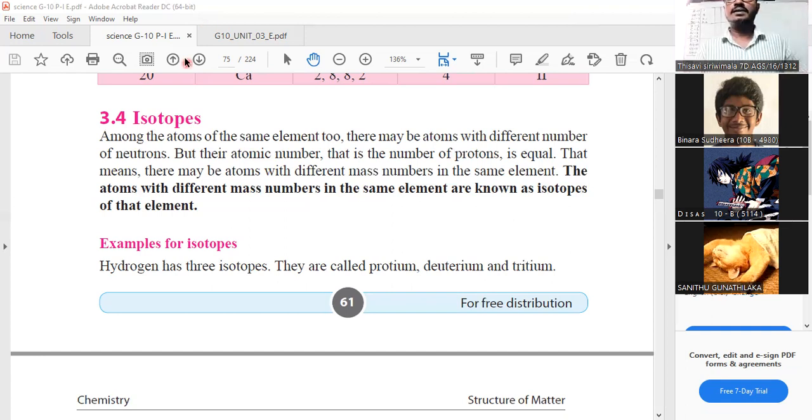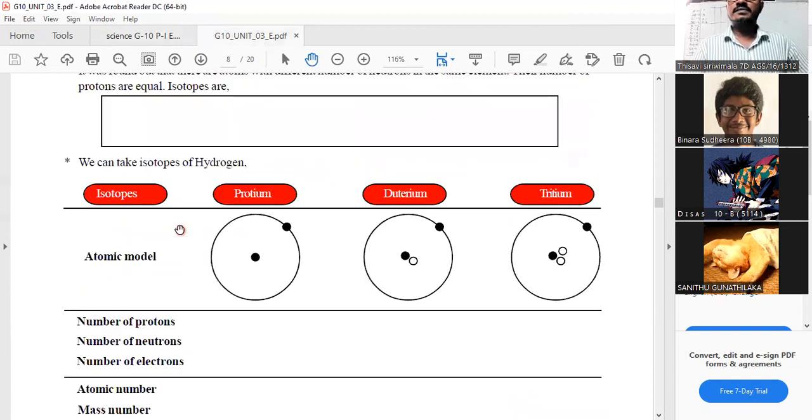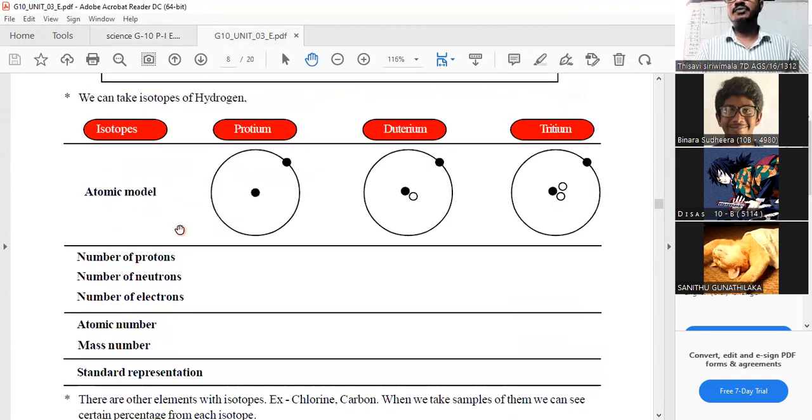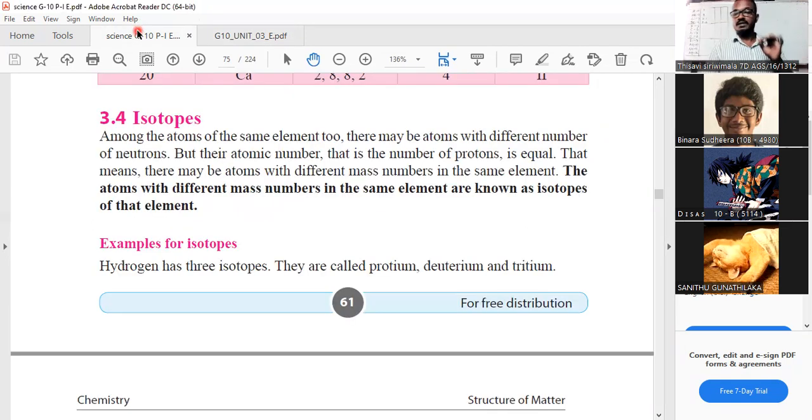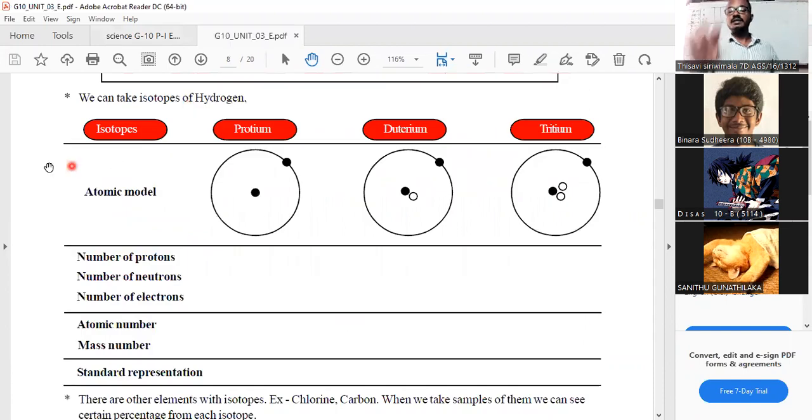Okay, that's that. Then there is an example taken to explain the term isotopes. Basically, isotopes are found in the non-metals. The metals, you can't find them. In non-metals, most of the time, isotopes are there. So here, they have taken the 3 isotopes of the hydrogen atom. The 3 isotopes are named protium, deuterium, and tritium.